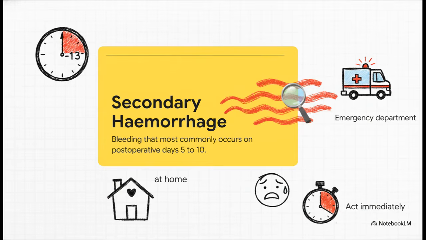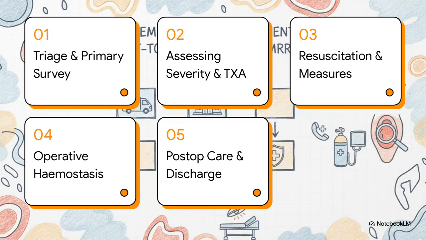need to do it. But before we jump into the algorithm itself, let's get our timeline straight. We're primarily dealing with secondary hemorrhage here. This unpredictable bleeding usually strikes right when the patient is at home recovering, most commonly between postoperative days 5 and 10. Because it happens off-site, patients usually arrive at the ER highly anxious, meaning your team has got to be ready to act immediately. All right, let's move through this algorithm strictly by order.